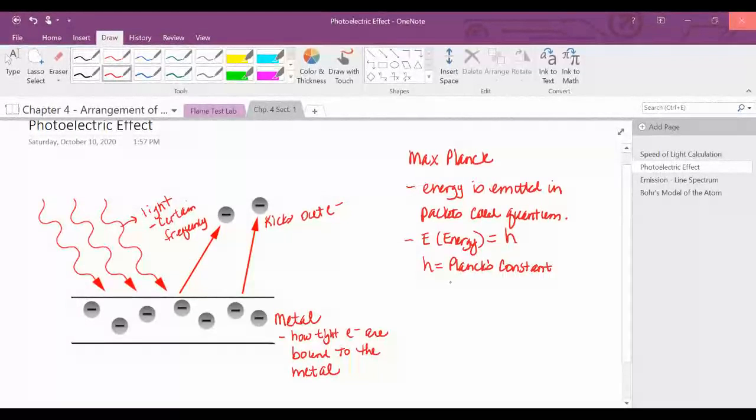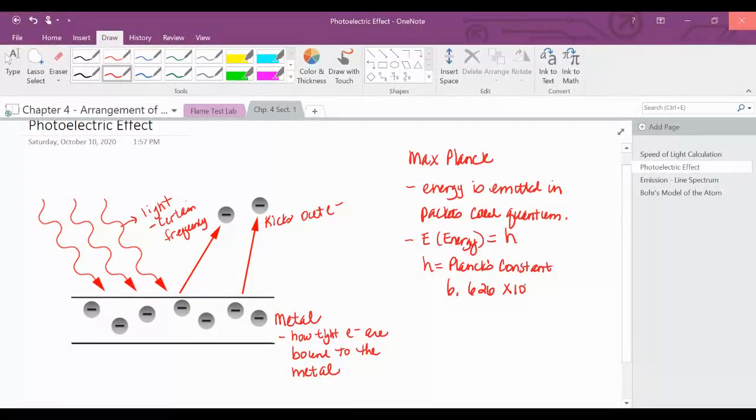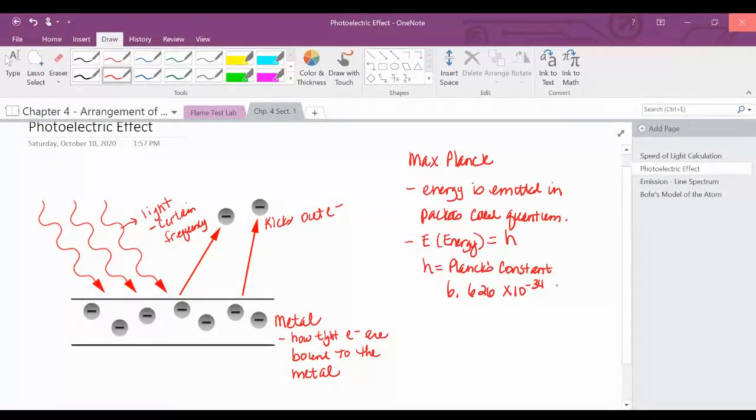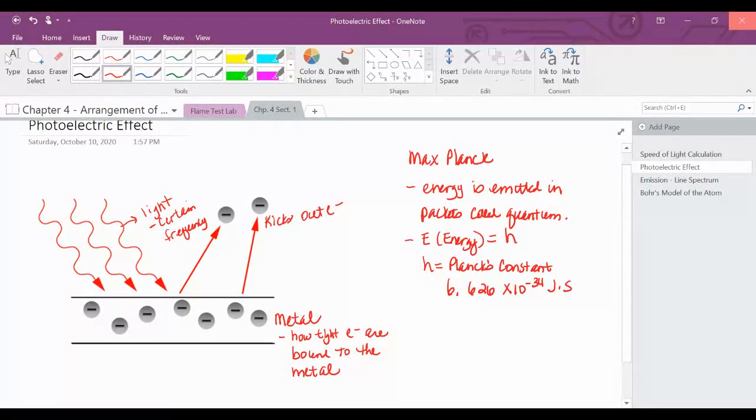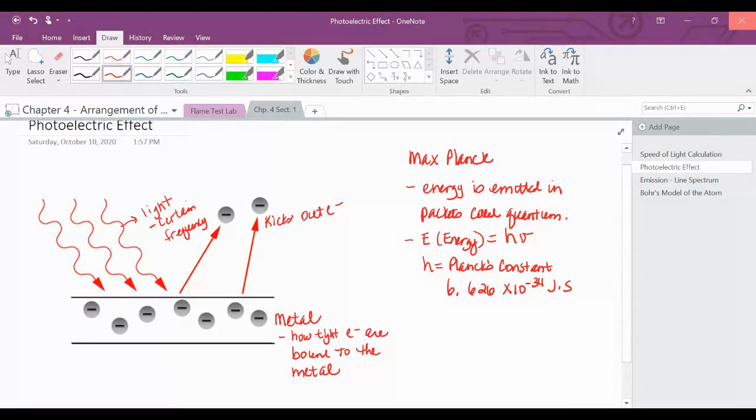And so it always has a value of 6.626 times 10 to the negative 34th joules times seconds. So you'll be in charge of knowing Planck's constant. And then the rest of this equation, we're going to take Planck's constant and multiply by the frequency.